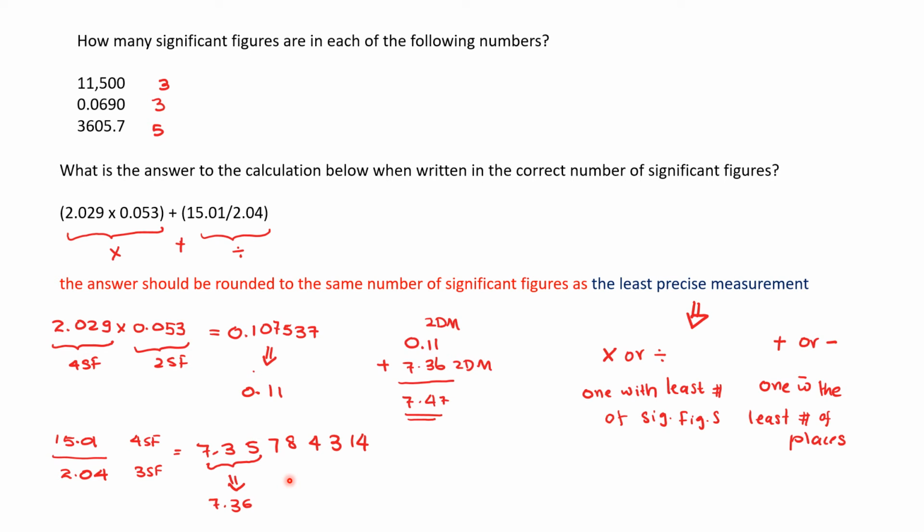Now in the third part, you are going to add these two numbers, 0.11 plus 7.36. When you do an addition, you have to find the number with the least number of decimal places. This one has 2 decimal places and this one has 2 decimal places. So in this case, the answer should be in 2 decimal places. So this is your final answer.